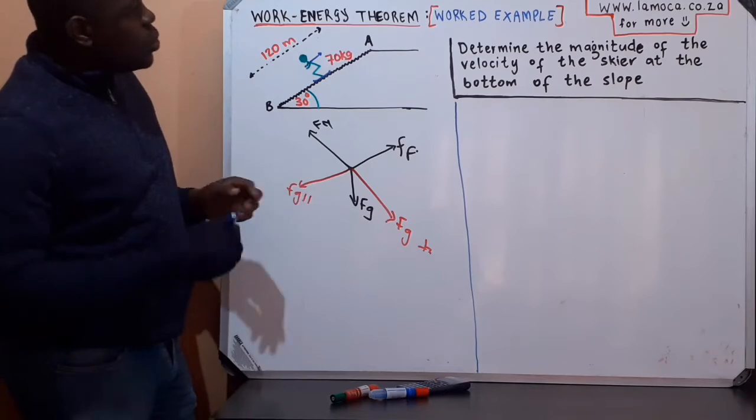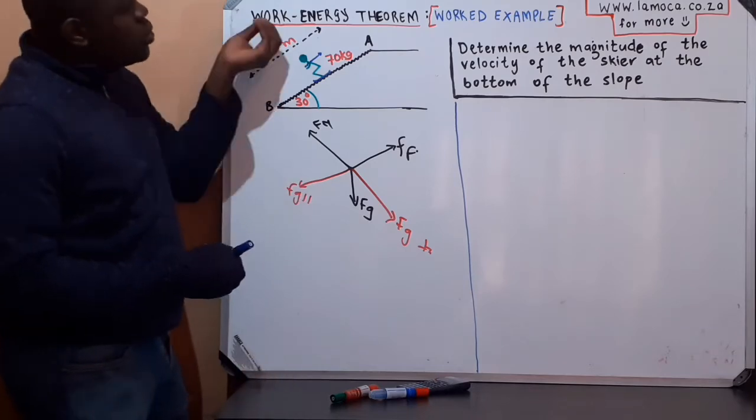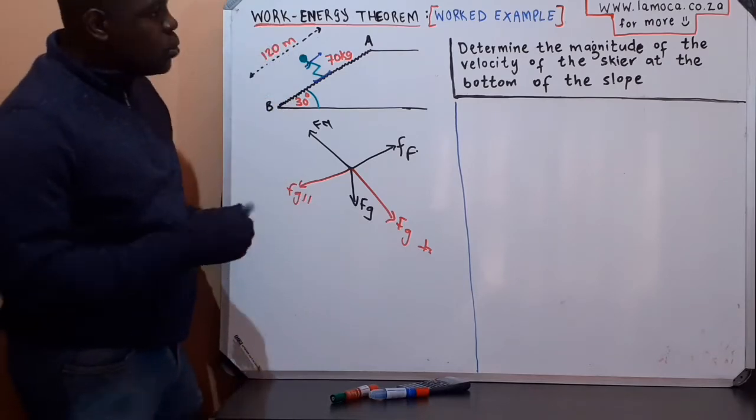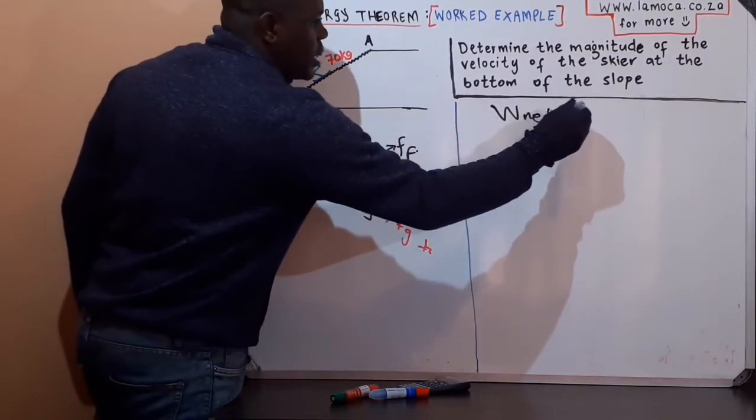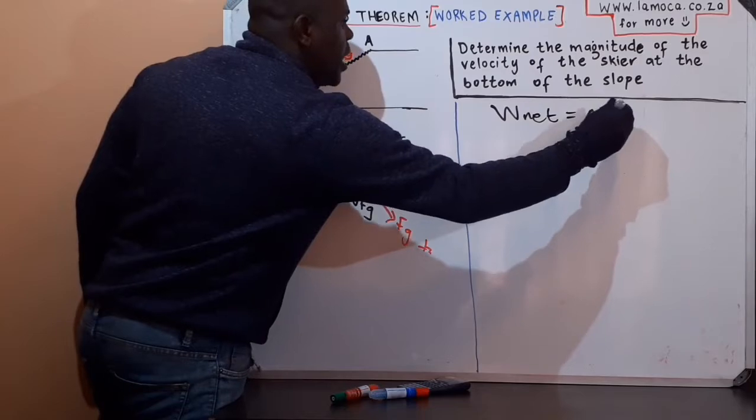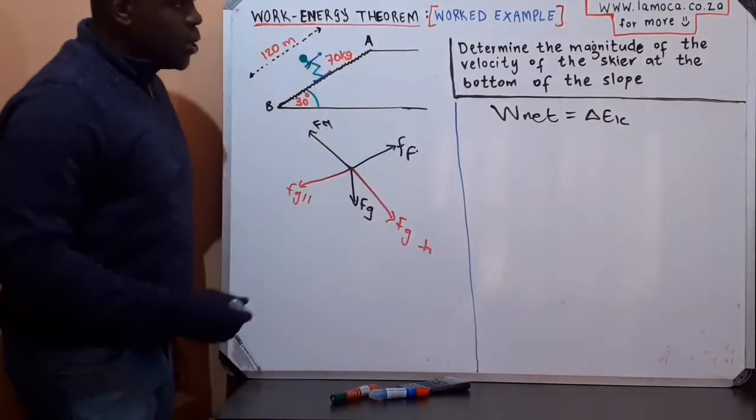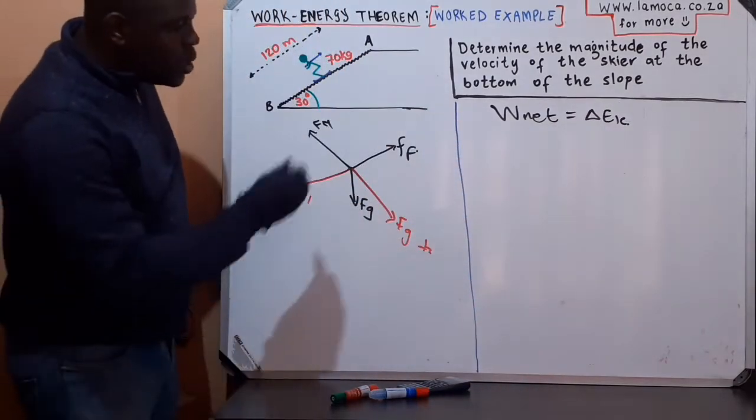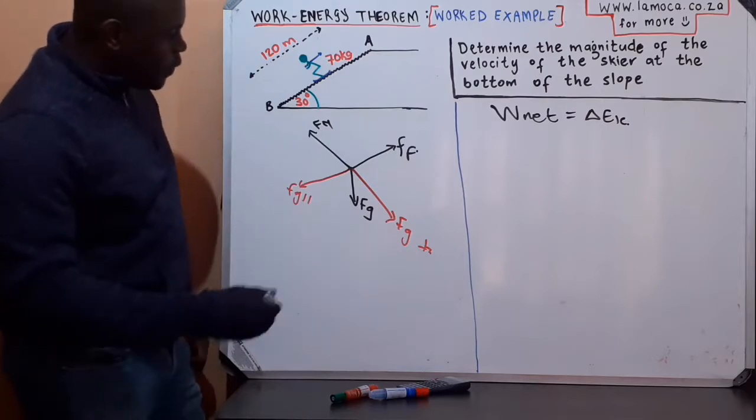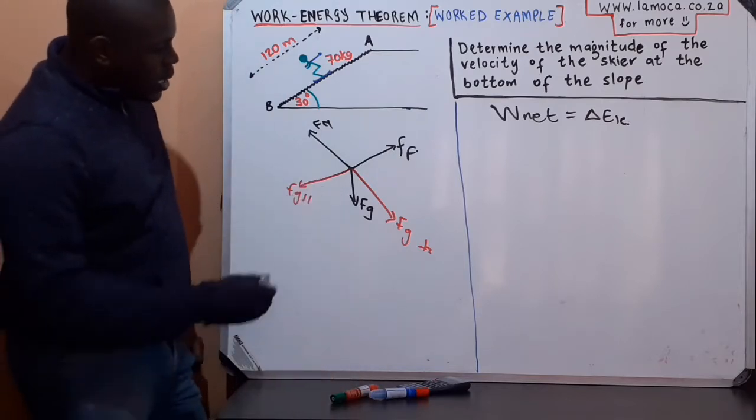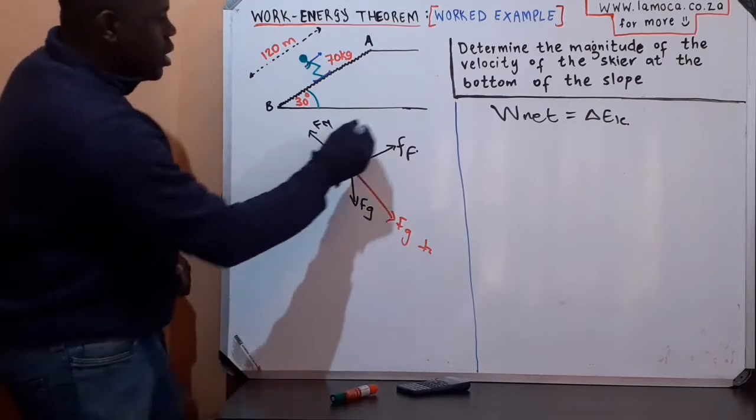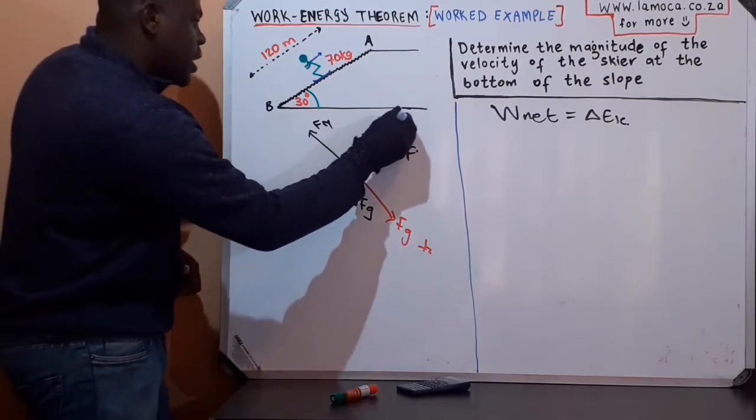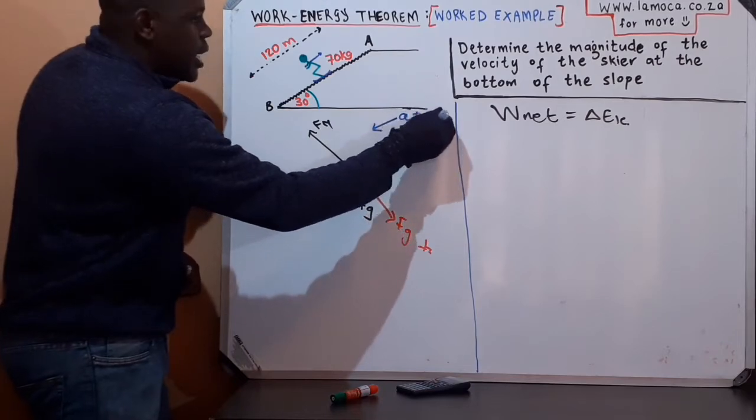So for us to determine the velocity using the work energy theorem, we need to know that the work energy theorem states that the net work done on an object is equal to the object's change in kinetic energy. Which means to compute the speed, we need the net work, or rather the net force before that. So let's do that. Since this object is moving down the slope, this is my direction of acceleration, and I'm going to take that as positive.